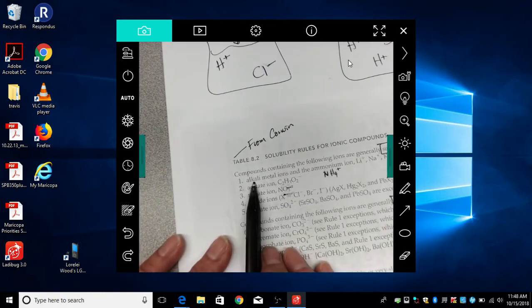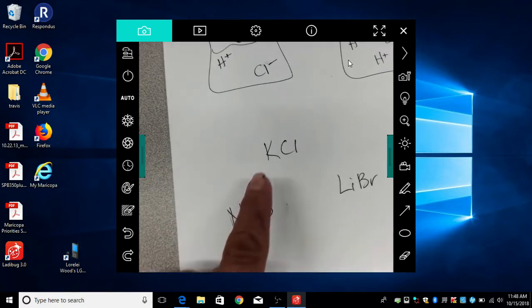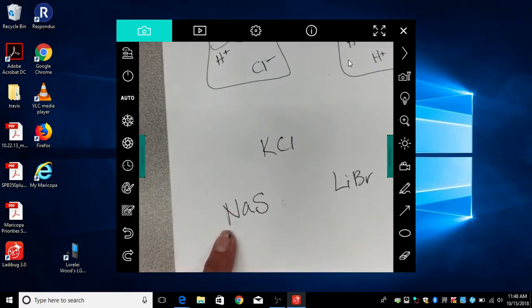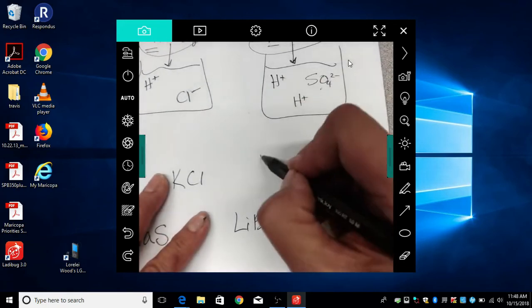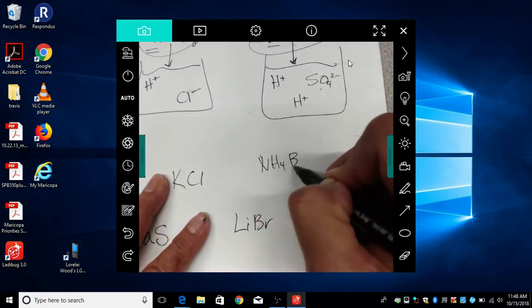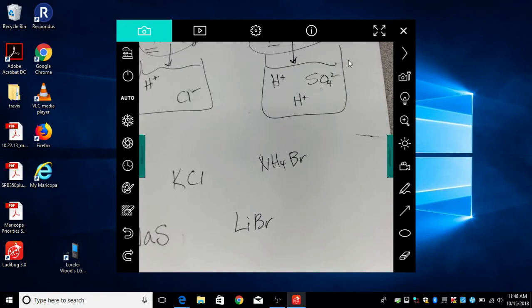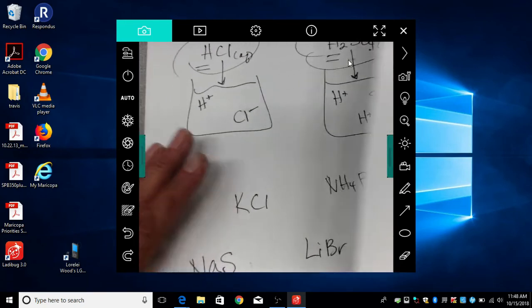Yes. Okay, when I put them in water, they will dissolve, they will dissociate, because all of those are alkali metal cations. Or I could put something like this in water. Would that be soluble? Yes, it would. All right, so that's the first rule.